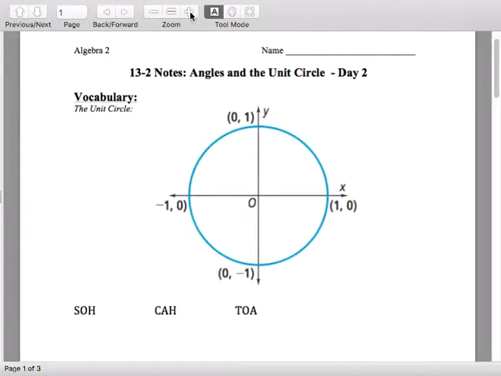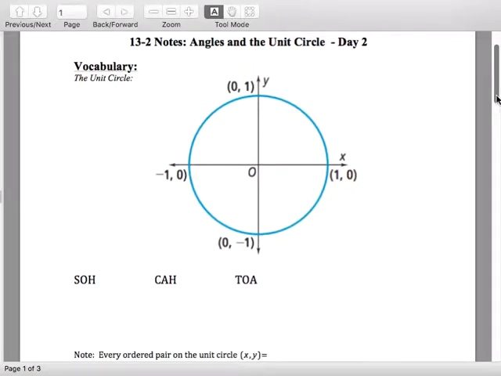Today we're going to cover 13.2, which is angles and the unit circle. So this is the second part of it. If you notice in the upper left-hand corner it says vocabulary, the unit circle. It is a circle with radius equal to 1 unit. So unit circle makes sense. The radius is 1 unit. So the unit circle is a circle with radius equal to 1 unit.